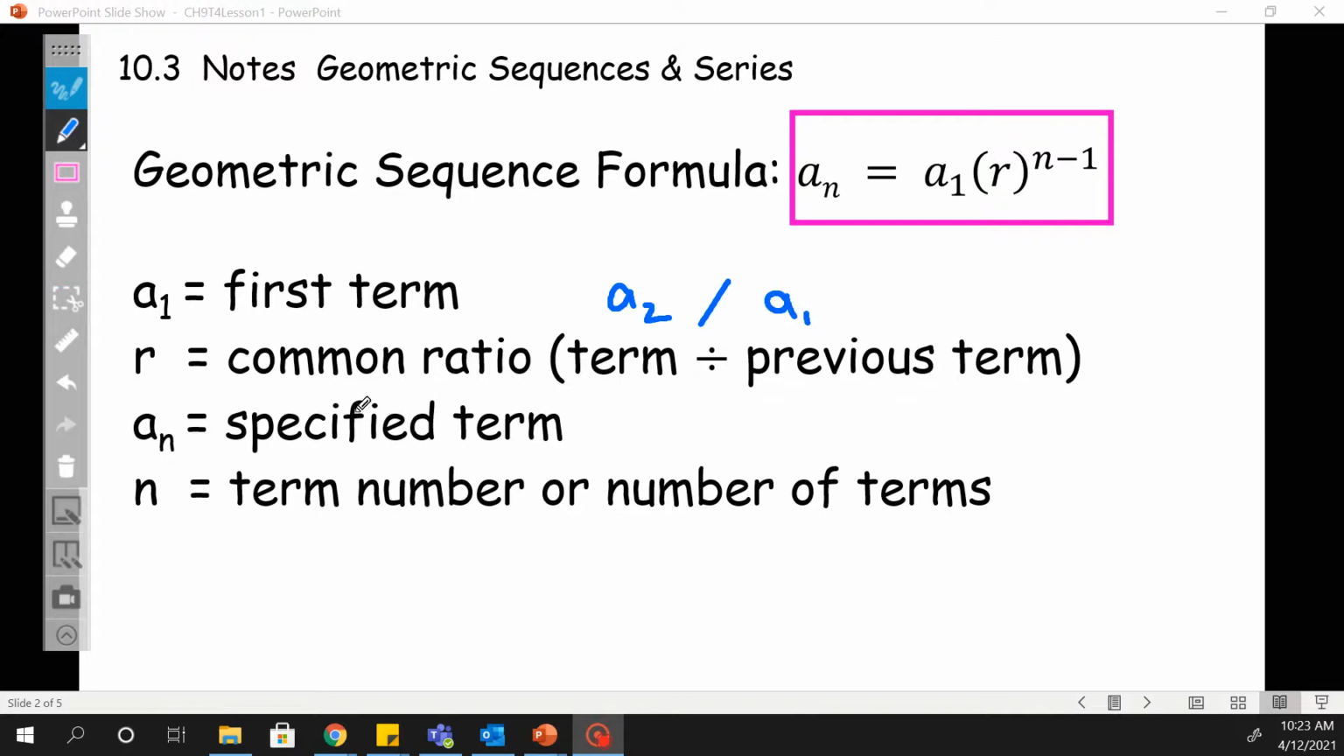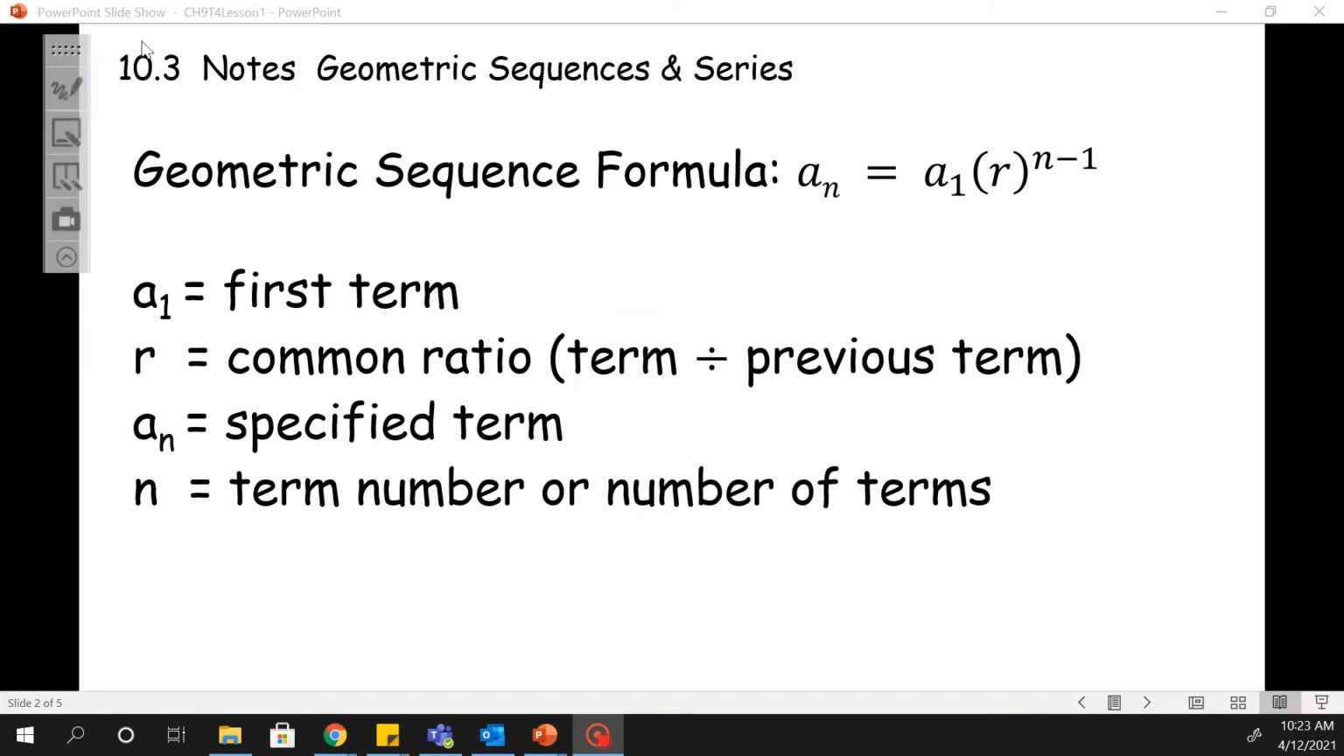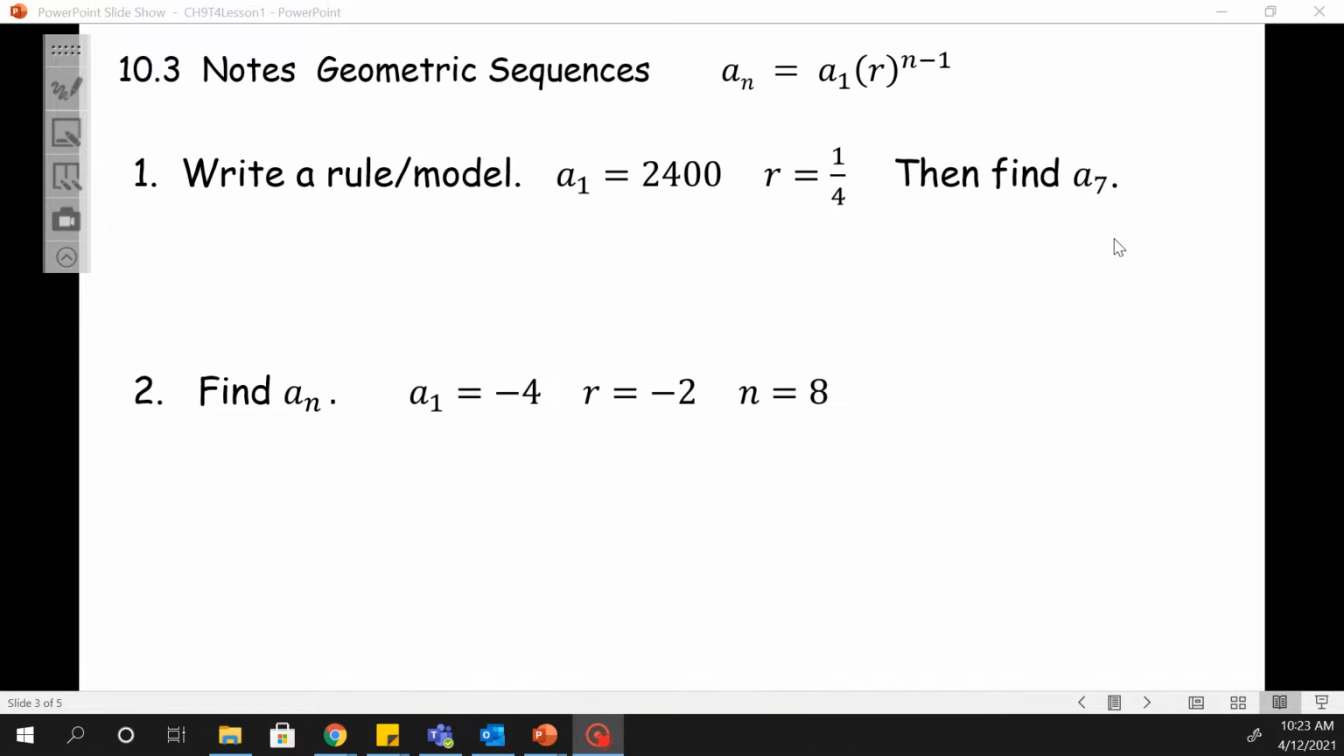an is some specified term based on what n is. So n is the term number or the number of terms. So if n is 5, then an is a5, which is the fifth term. Okay, so an depends on what term you're looking for. To use this, let's take a look at a few examples.